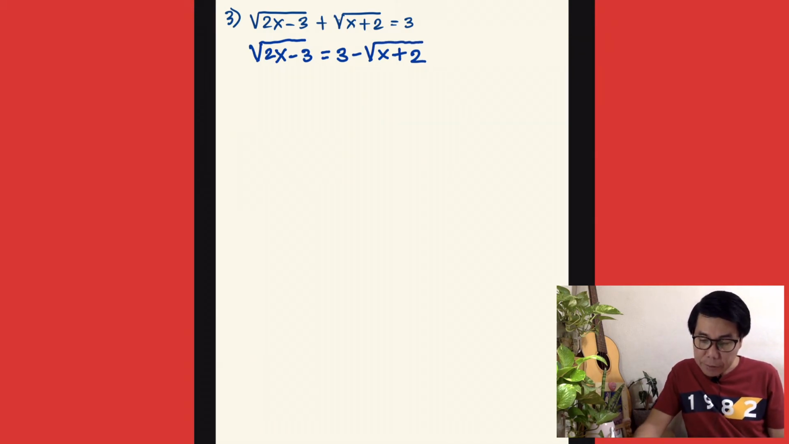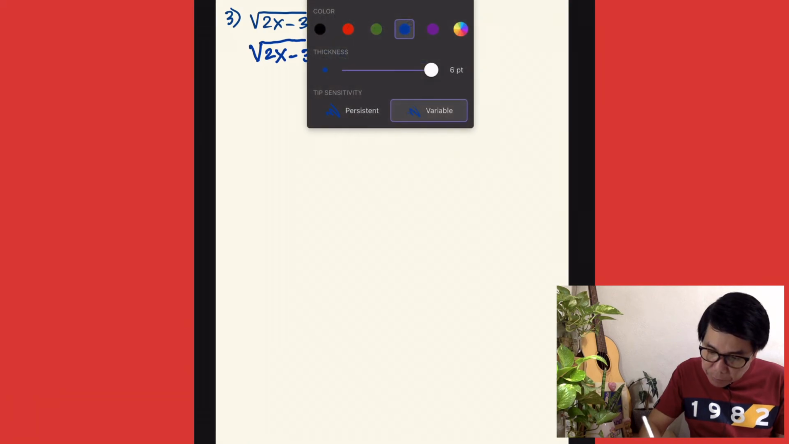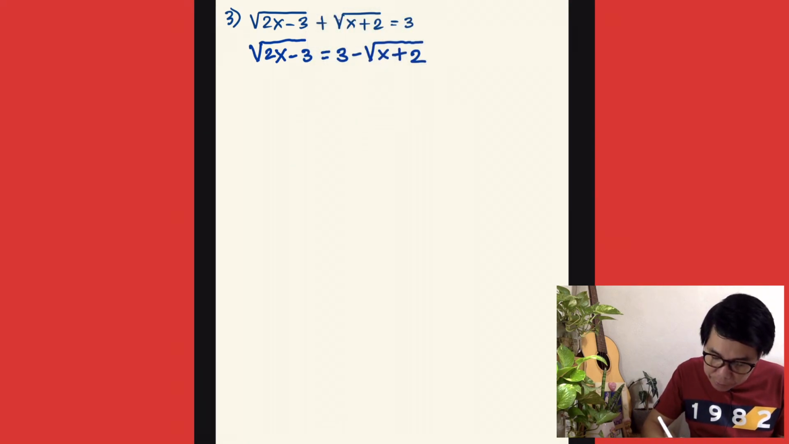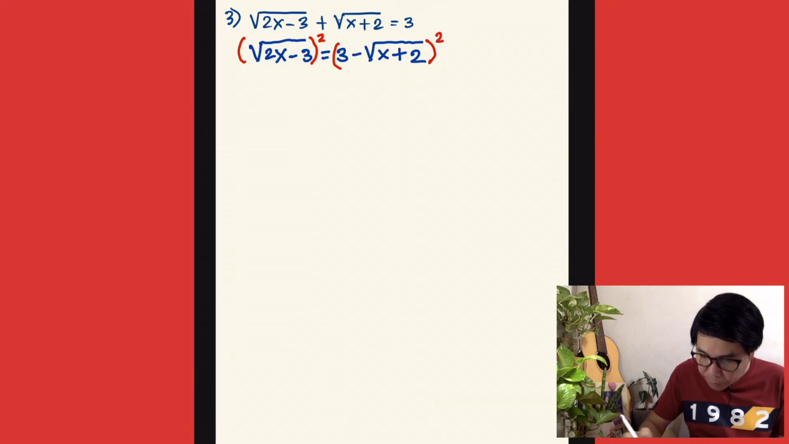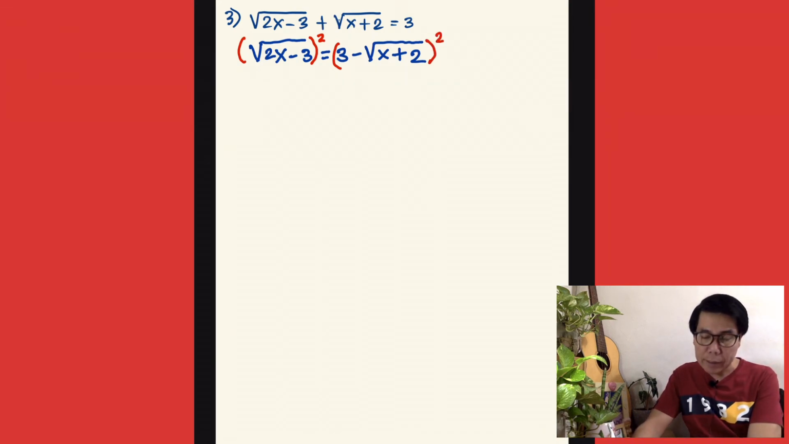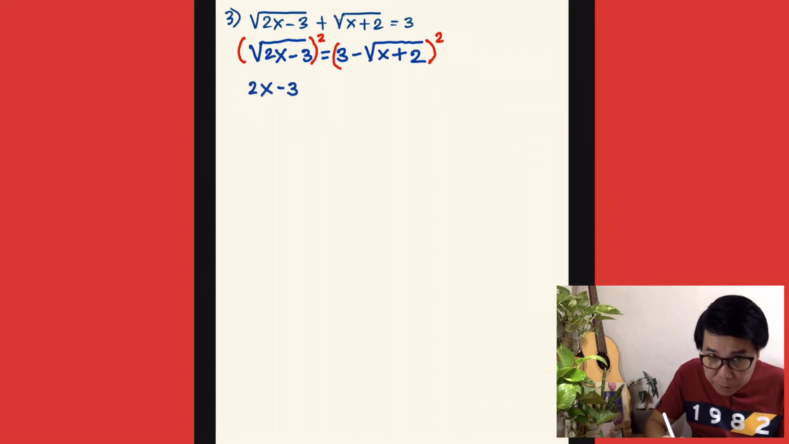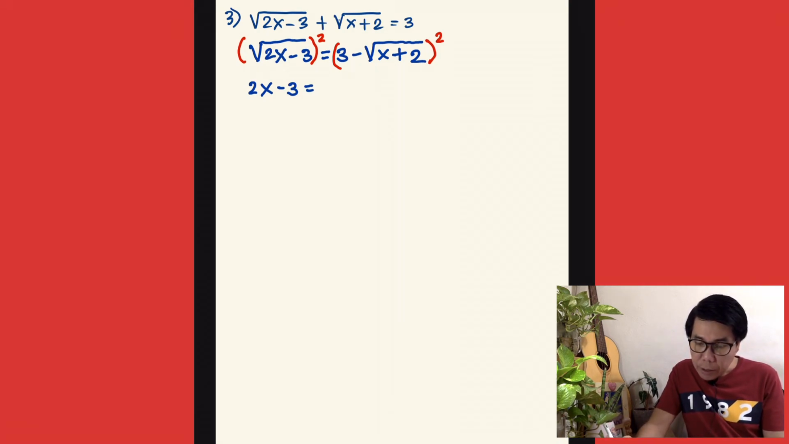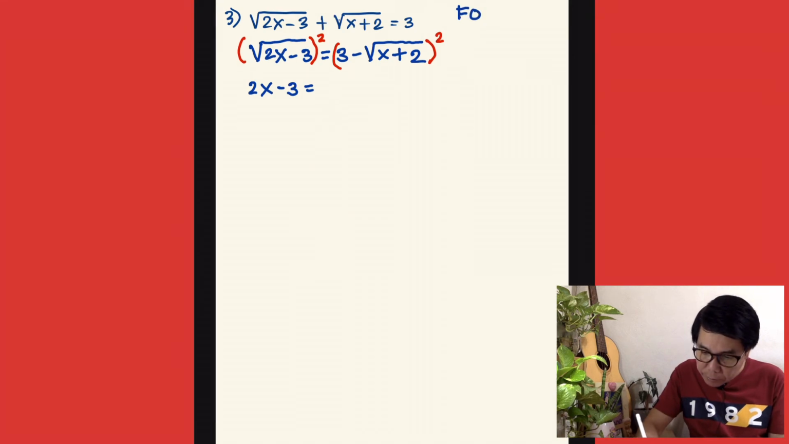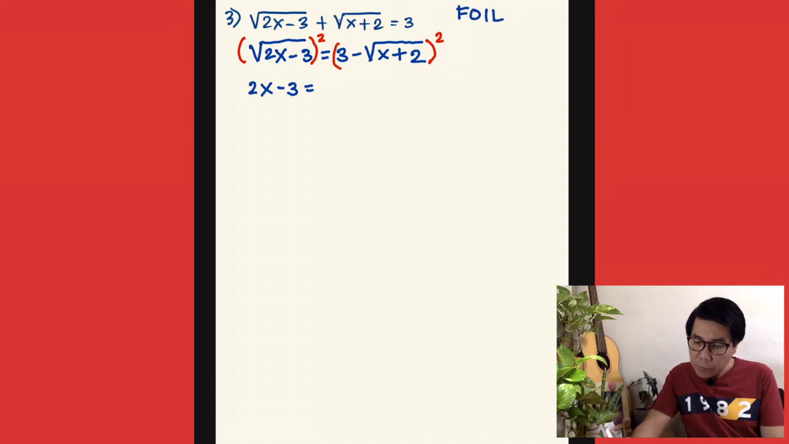Then we're going to get rid of the radical sign on the left side, so we have to square it, and we also have to square the other side, so both sides should be squared. Now we have 2x minus 3 equals, and we have to use the FOIL method: first, outside, inside, and last.